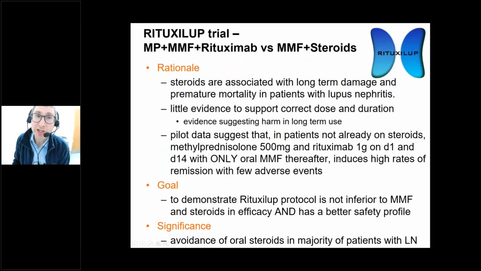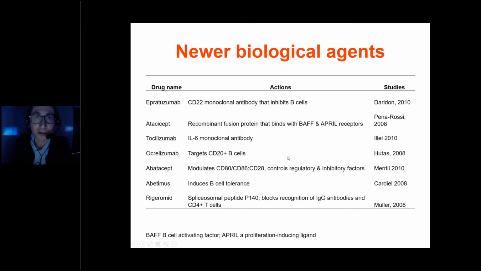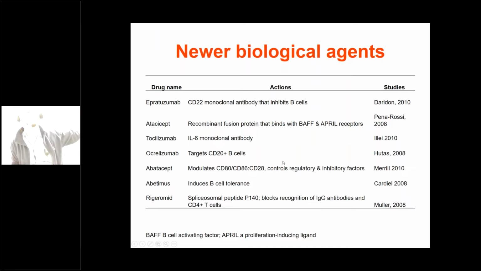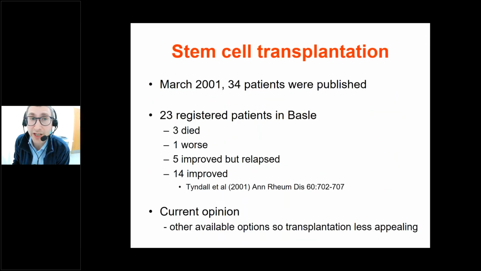We've gone on to do the Rituxiloop trial, where we're actually using rituximab with minimum corticosteroids, and this was in 18 adults and 4 pediatric centers, trying to show that you don't need as much steroids as you previously thought. There are other neurobiological agents that we are around the corner. We don't have time to go into them today, and stem cell transplant has been used in a minority of patients because actually the therapeutic associated morbidity and mortality is quite high.